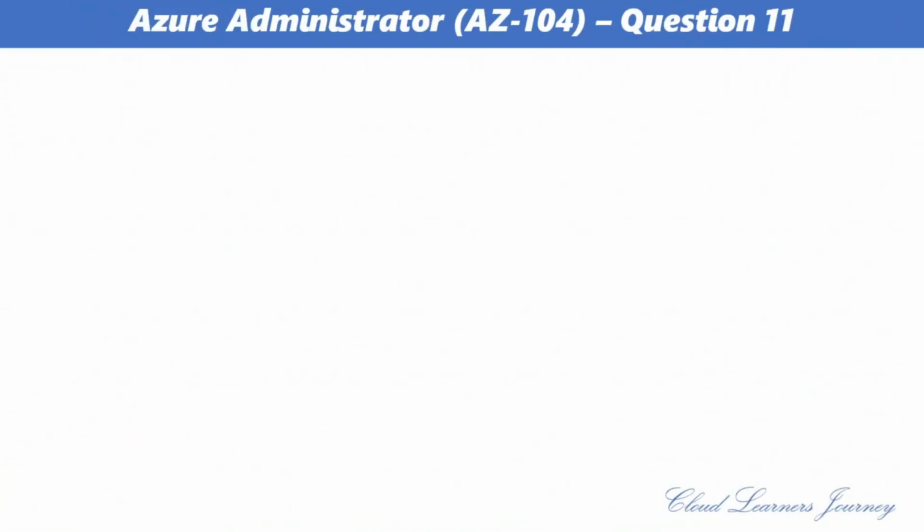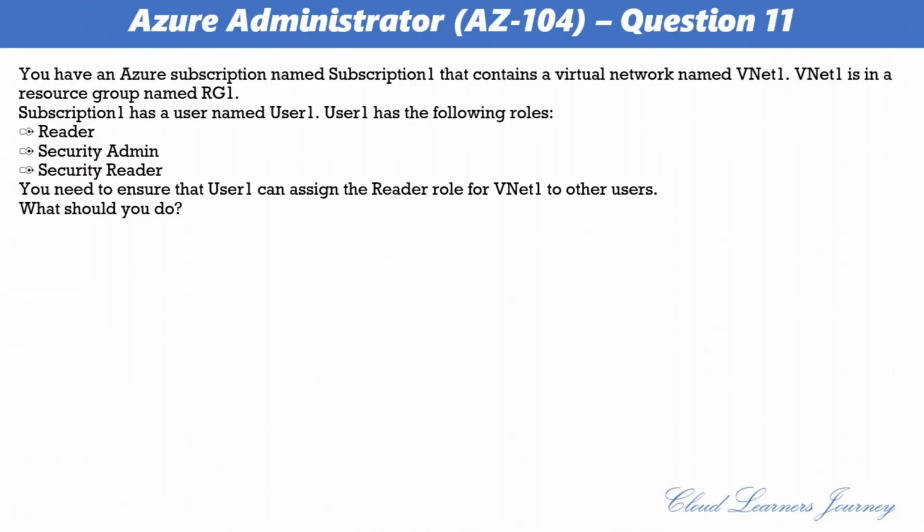Next, question number 11. You have an Azure subscription named Subscription 1 that contains a virtual network named VNet1. VNet1 is in a resource group named RG1. Subscription 1 has a user named User1. User1 has the following roles: Reader, Security Admin, Security Reader. You need to ensure that User1 can assign the reader role for VNet1 to other users.